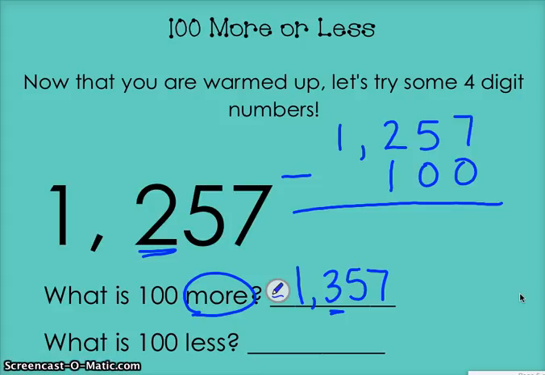So 100 less, I know that I'm going to take 100 away. When I look at this, I have 1,257. 7 take away 0 would leave me with 7. 5 take away 0, leave me with 5. I have 2, I need to take 1 away, would leave me with 1. 1 take away nothing is 1. For my answer, what is 100 less than 1,257? That would be 1,157. Again, the 100s place is the only number that changed there.